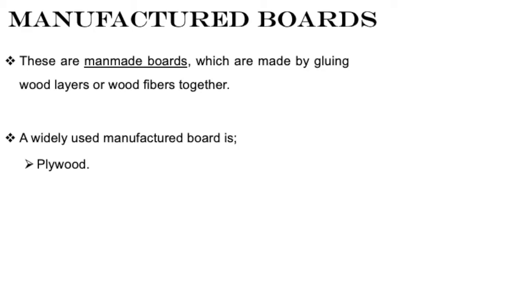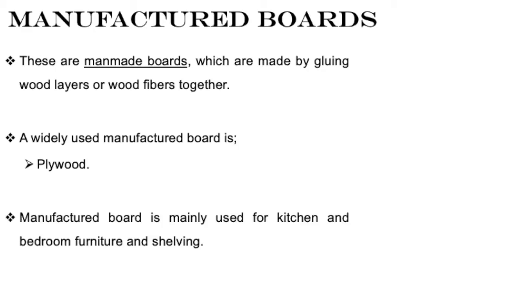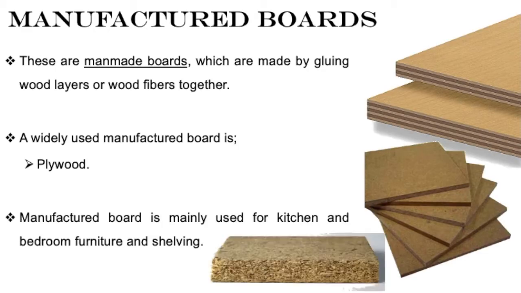Then the manufactured boards. These are the man-made boards like plywood, and some common examples that you might know. The key characteristic of manufactured boards is that they are made by gluing different layers or pieces of wood together, and their strength relies on the strength of the type of glue that they use to put this material together.